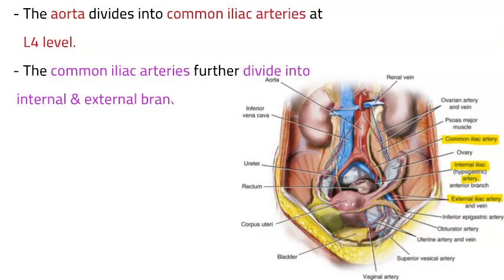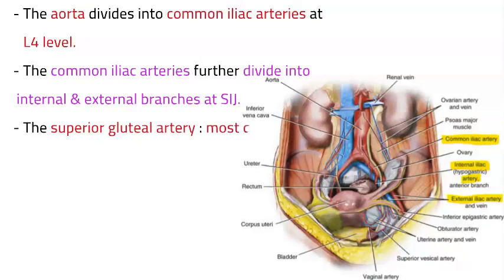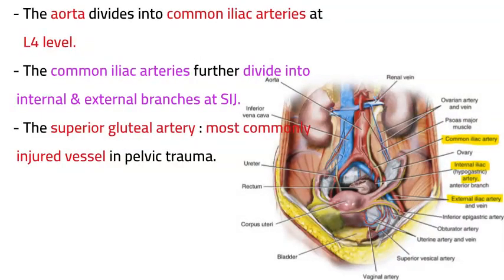The aorta divides into the common iliac arteries at the L4 level. The common iliac arteries further divide into the internal and external branches at the sacroiliac joint. The superior gluteal artery is the most commonly injured vessel in pelvic trauma.